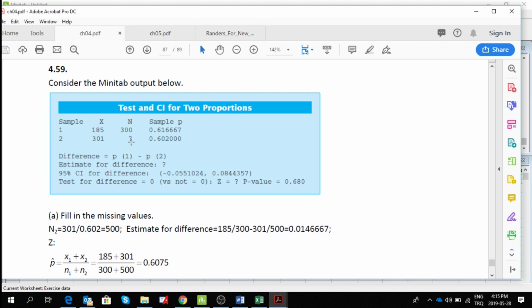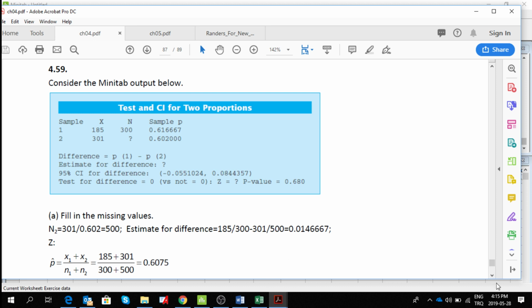In the first question, fill in the missing values. The first question mark can be filled out as 301 divided by 0.602, which gives us 500. So this tells us there are 500 members in sample 2. You can consider them as data. Estimate the difference. The difference is just p1 minus p2. p1 is what? 185 over 300 minus 301 over 500. So this is going to be the estimation of the difference.